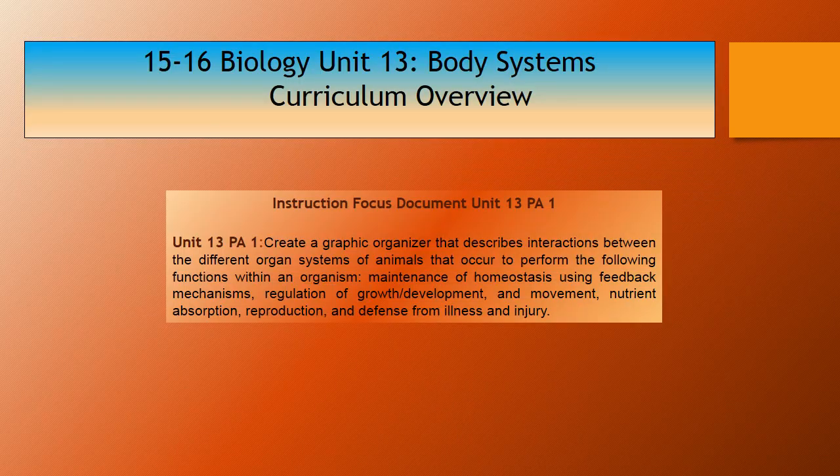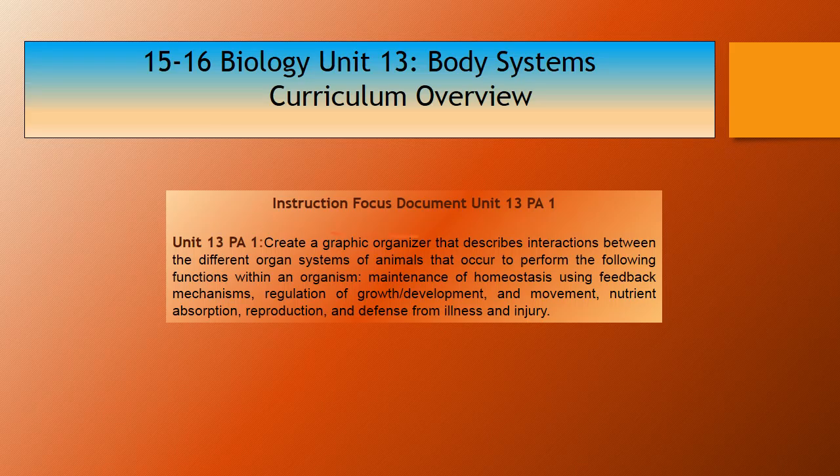So for Unit 13, PA1, there is no modified PA, so the PA stays the same, which will be done on the 7th day in the lesson cycle. Our evaluate day, and the delivery method can change.